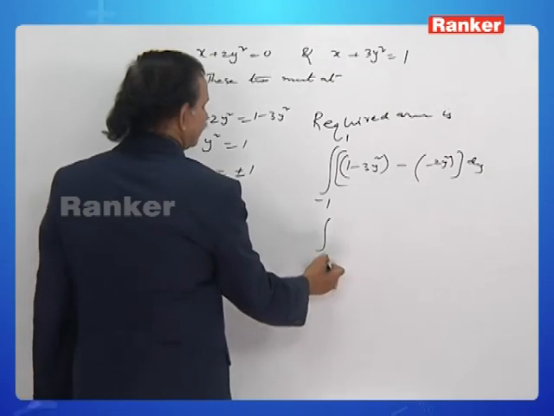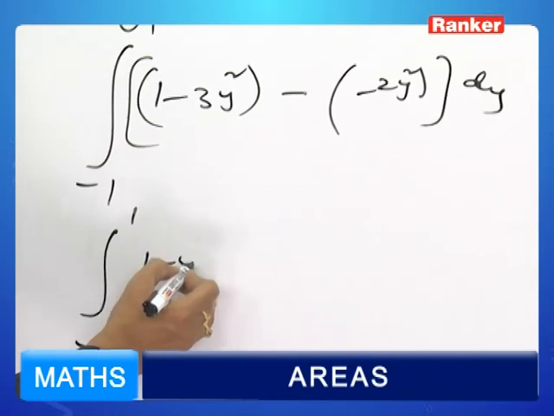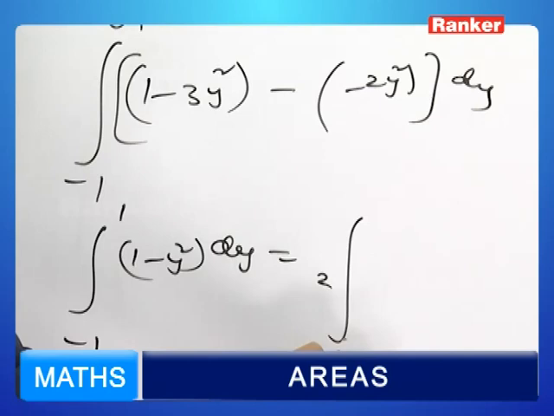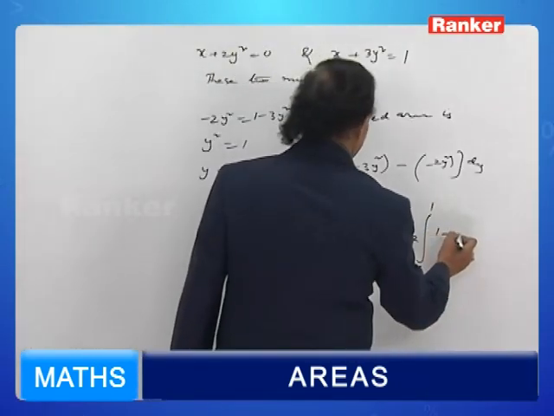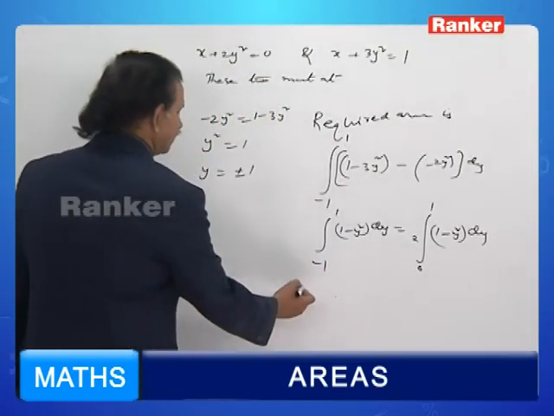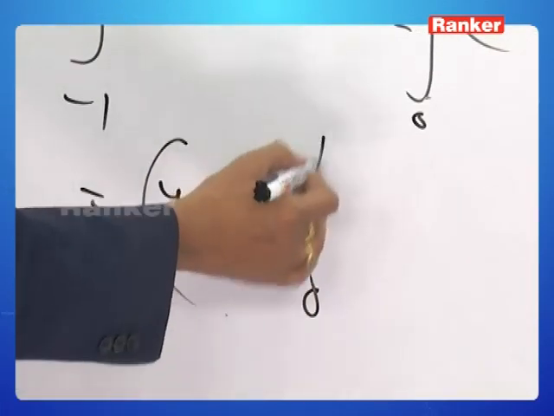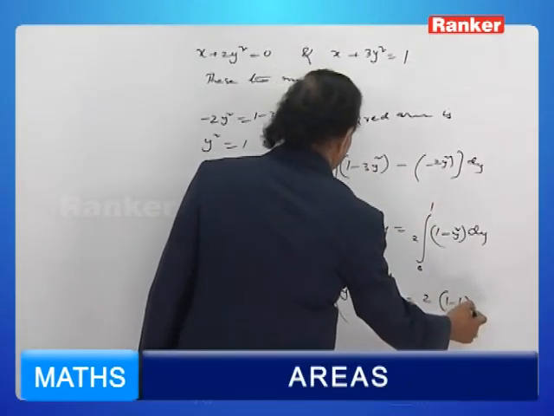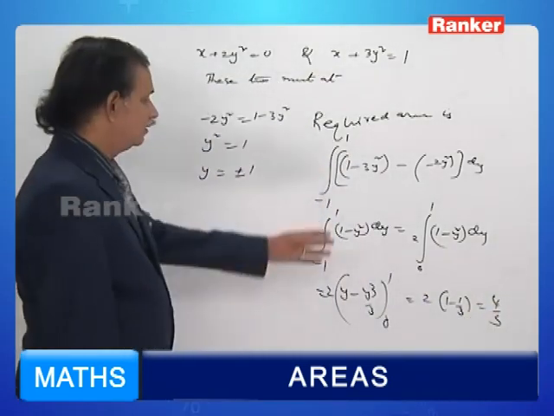Therefore, this is minus 1 to 1, integral of 1 minus 3y square plus 2y square, which is 1 minus y square, dy, is equal to 2 into integral 0 to 1, because it is an even function, 1 minus y square dy. Hence, this is y minus y cube by 3 between the limits 0 and 1. So, this is 2 into 1 minus 1 by 3, 2 by 3, that is 4 by 3 is the answer. The required answer is 4 by 3.